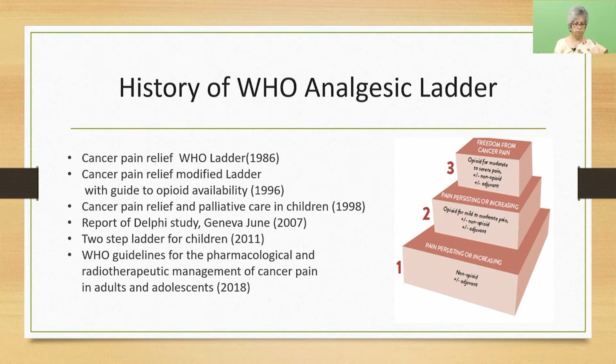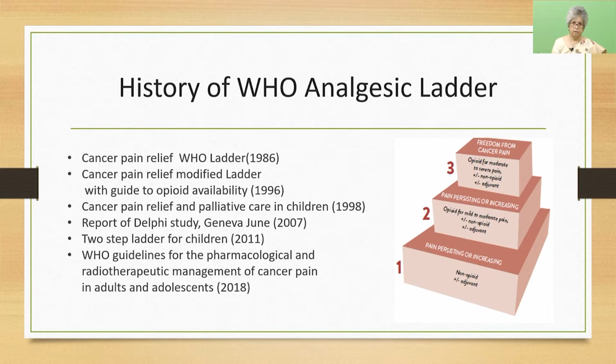This ladder was introduced by WHO in 1986 and the cancer pain relief ladder was modified for opioid availability in 1996. Cancer pain relief in children was introduced in 1998 by WHO, and the Delphi study report was given in Geneva in June 2007.